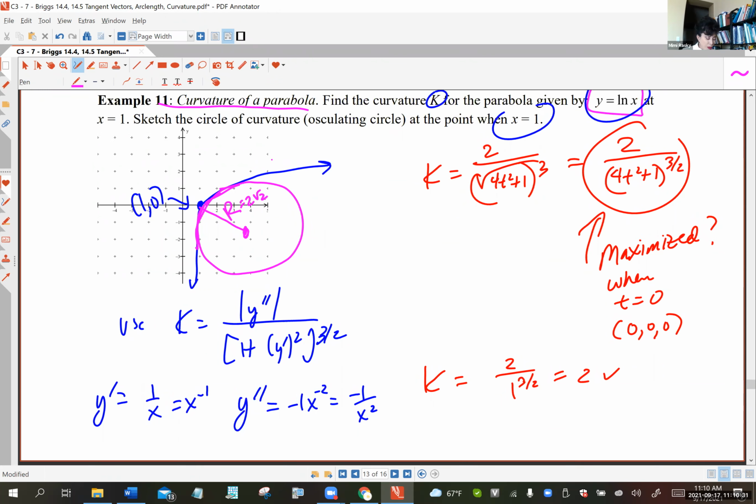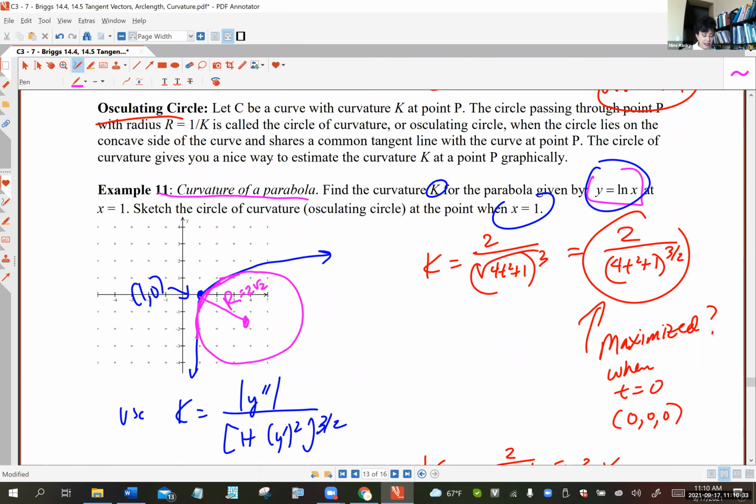Okay. Now they want us to sketch the circle. I did a job of, I just sketched it. I'm done, right? Yeah, but they want you to find the center point here. And this is where it gets a little bit tricky. Like, what are the coordinates of that center point for this osculating circle? Oh my God, you're kidding me.